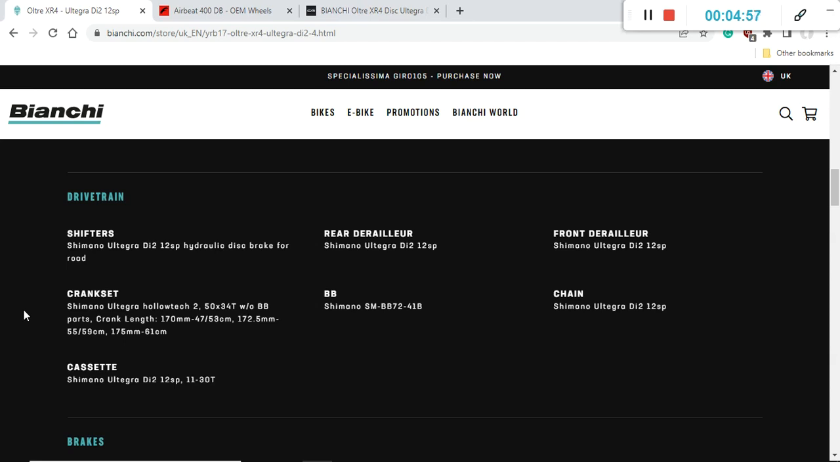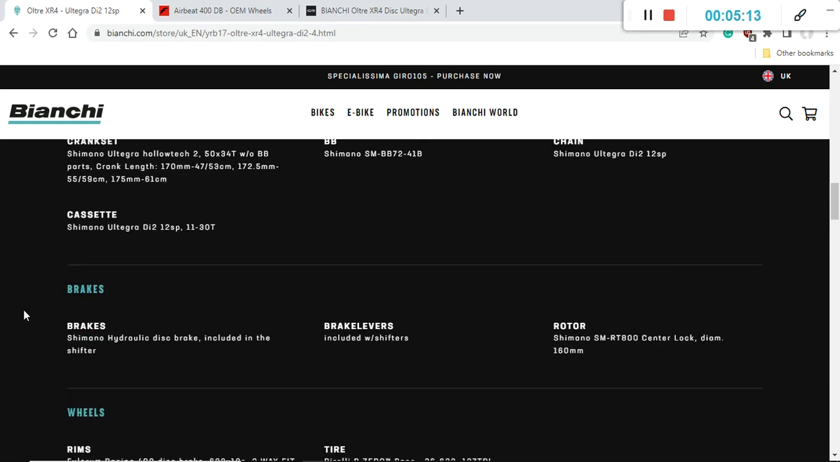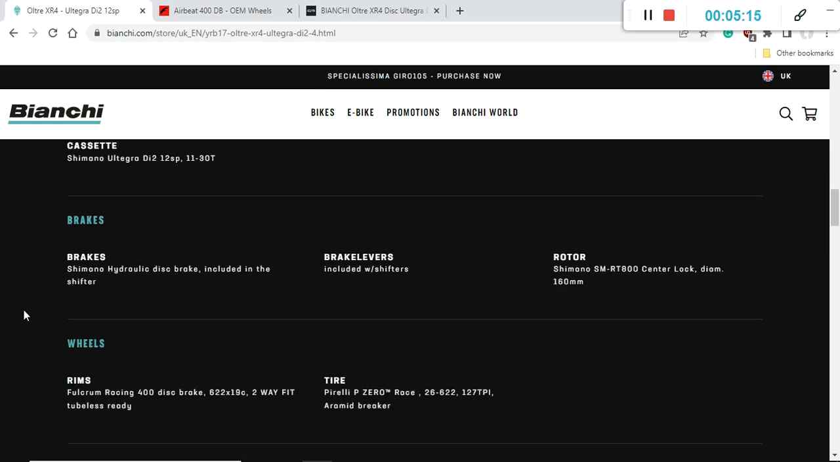You will definitely have no problems attacking any steep mountains, and also you will definitely have enough gearing to go as fast as possible in a straight line. As I said, this carbon fiber frame comes with a press fit Shimano bottom bracket. This is the classical Shimano BB72 press fit bottom bracket, and again, I'm not expecting any creaking noises from this.